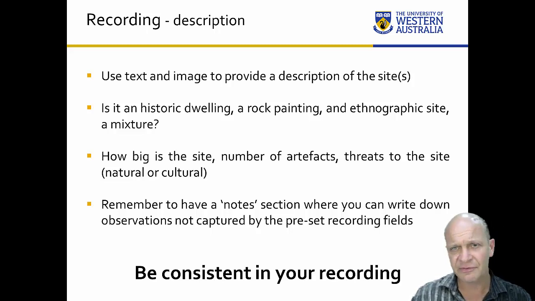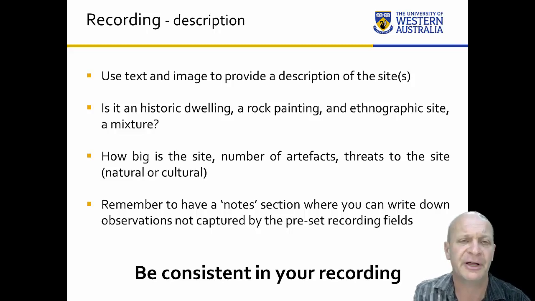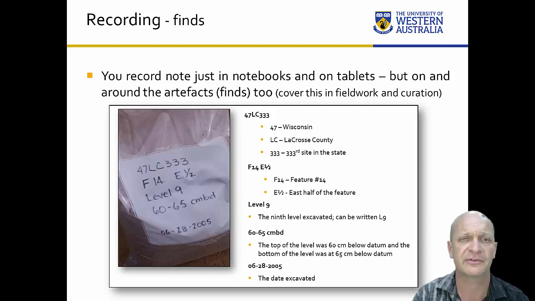Give an idea of the extent of the site. Is it big or small? What sort of artifacts are there? Are there any threats to the site? Is it a colonial farmhouse that is being vandalized by people? Or is it naturally decaying by wind, water, and those different things? Maybe it's in a hurricane zone. And I'll keep stressing this, but be consistent in the way in which you describe and record sites.